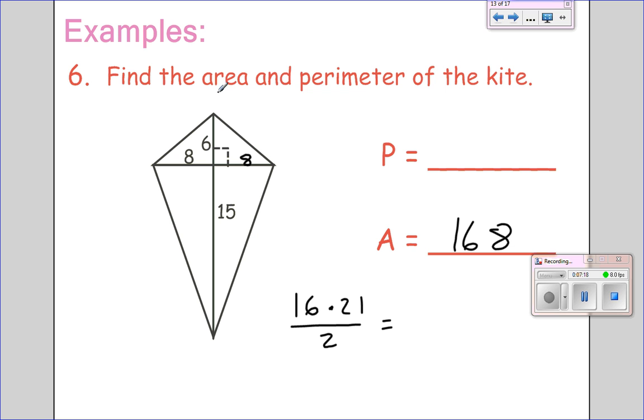Now let's go ahead and find the perimeter. So I've got to find all these missing sides. Pythagorean theorem, 6 squared plus 8 squared, tells me that this is 10 and this is 10. Run the Pythagorean theorem here, 8 squared plus 15 squared, and you get 17. You should be able to do that now. So the perimeter is 54.